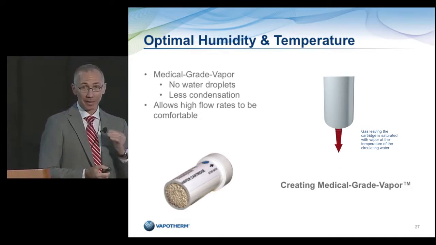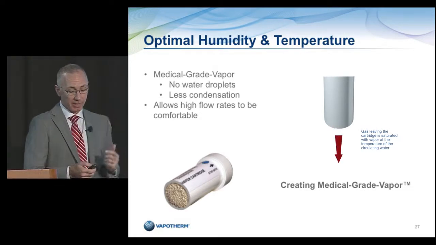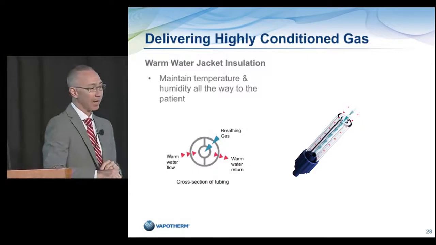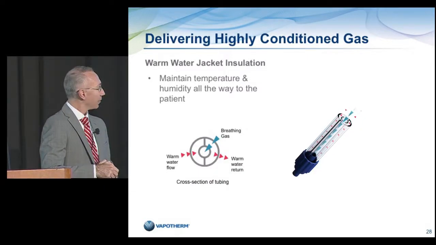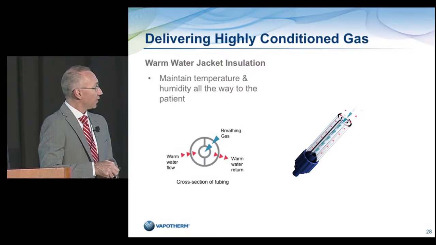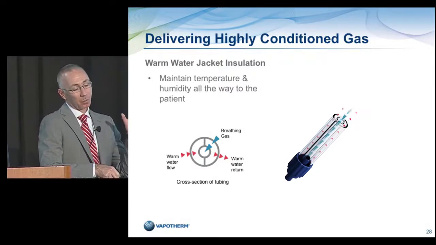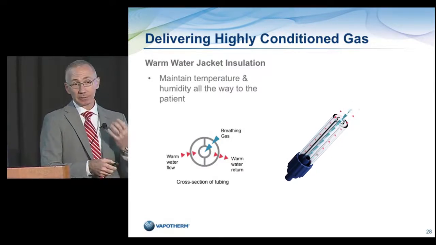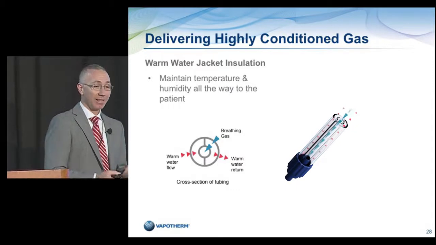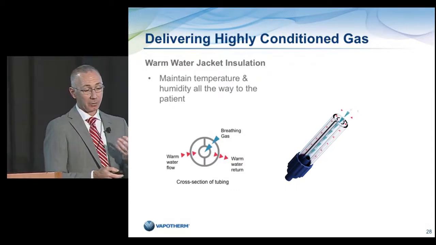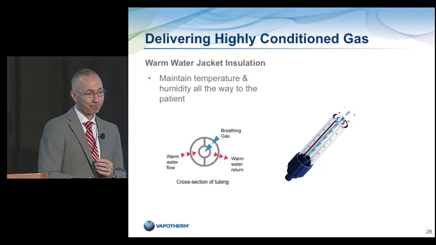So it's very important to maintain temperature all the way to the patient, and this is done through this warm jacket insulation. You will have a liquid phase and a gas phase in the center. So at any given time you have gas moving in the center of this jacket, and a water radiator temperature control that maintains that gas at the proper temperature until it gets to the cannula and the patient.